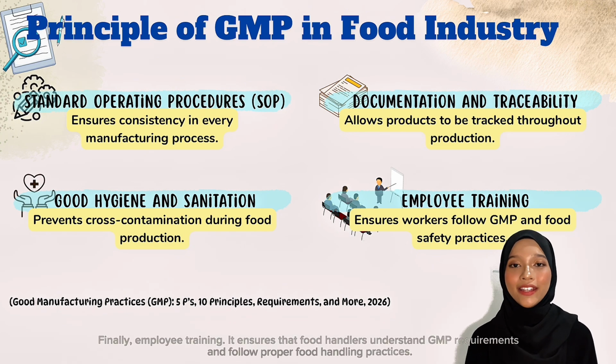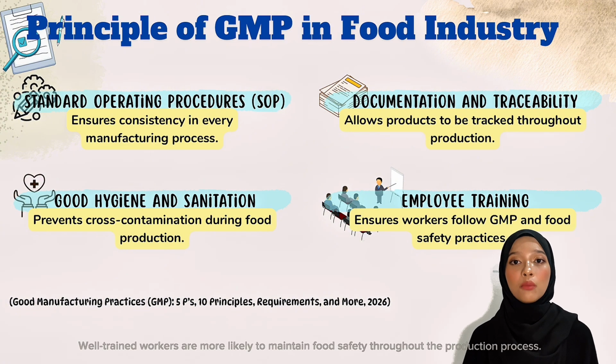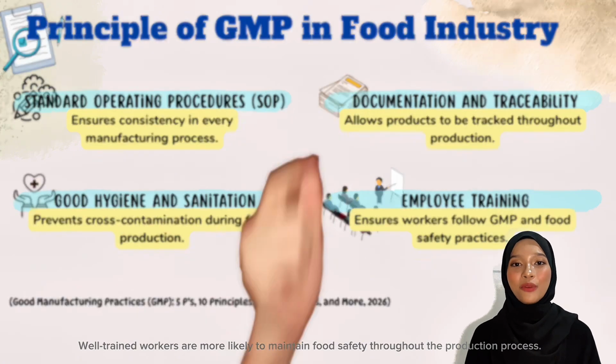Finally, employee training. It ensures that food handlers understand GMP requirements and follow proper food handling practice. Well-trained workers are more likely to maintain food safety throughout the production process.